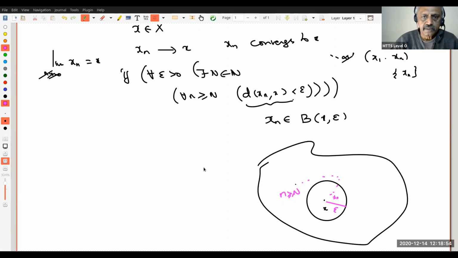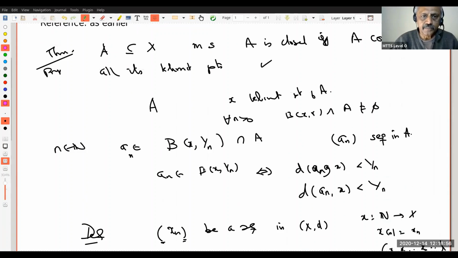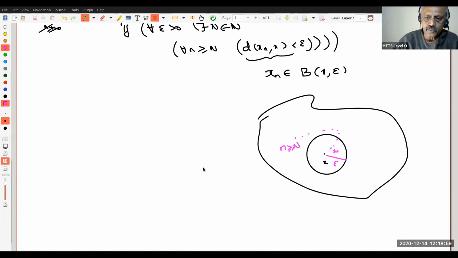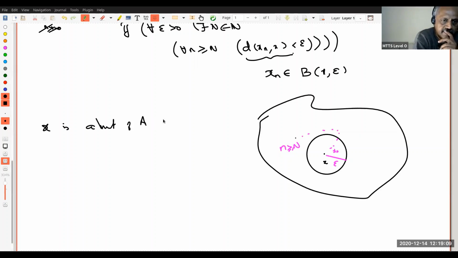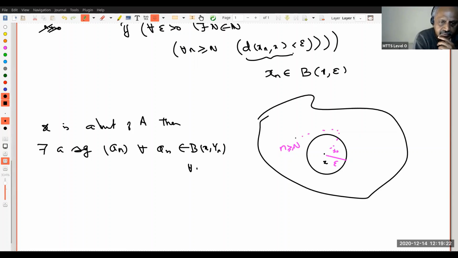Let us understand this definition going back to our earlier example. So what did we see? We saw that if x is a limit point of A, then there exists a sequence a_n with what property? So that a_n belongs to B(x, 1/n) for every n. This is what we observed. What does this say? This says that the distance between a_n and x is less than 1/n.